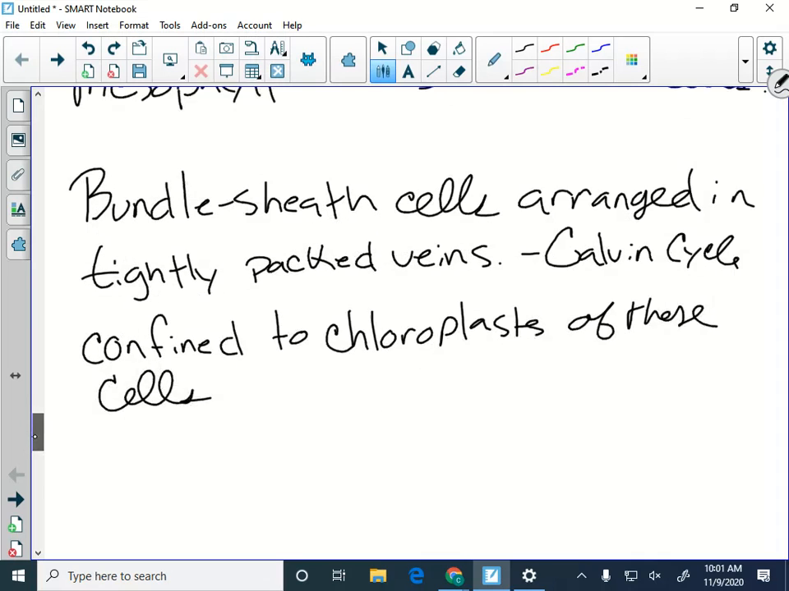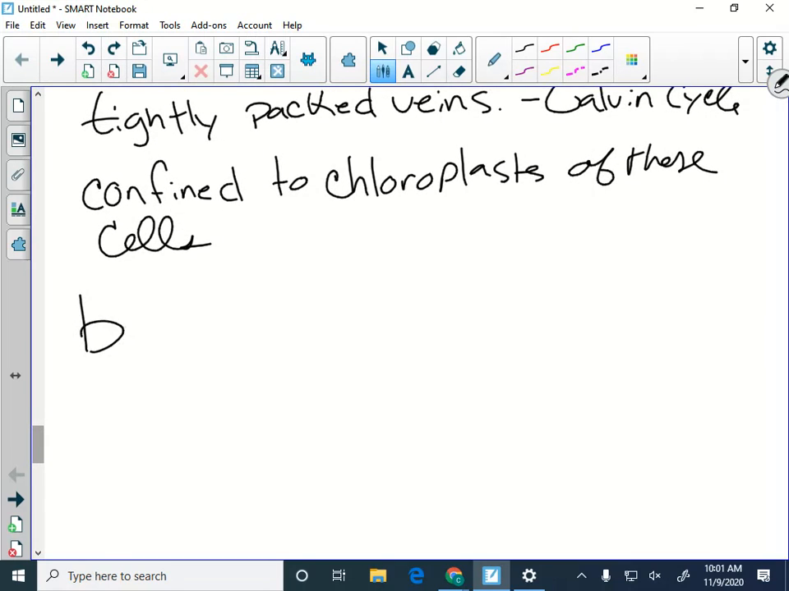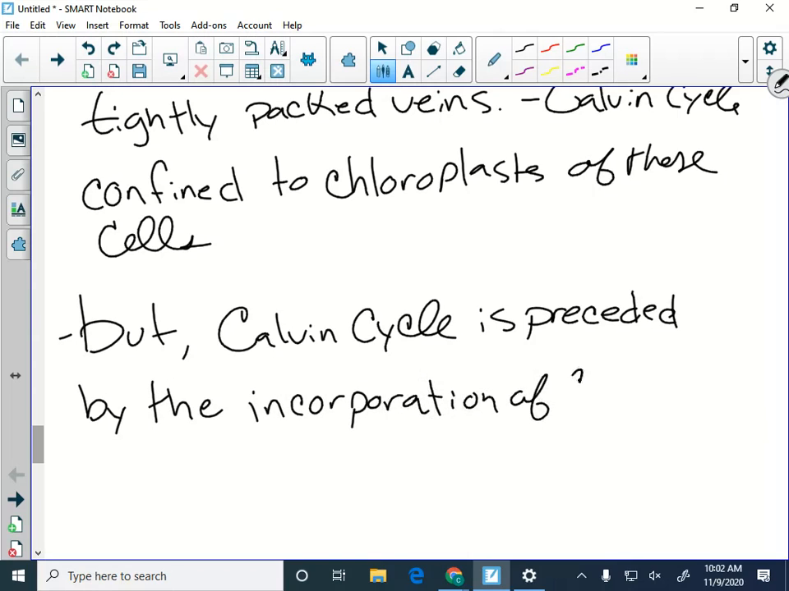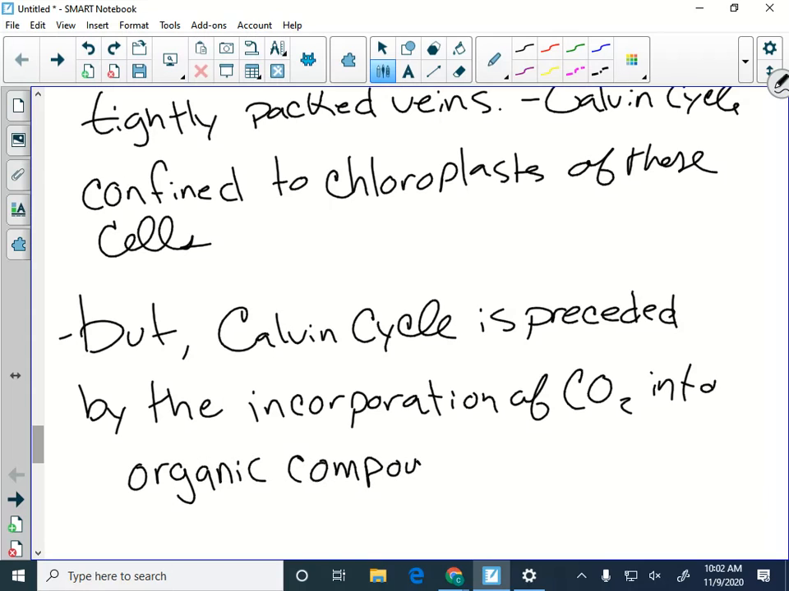But here's our catch. The Calvin cycle is preceded, like we said, by the incorporation of CO2 into organic compounds in the mesophyll cells.